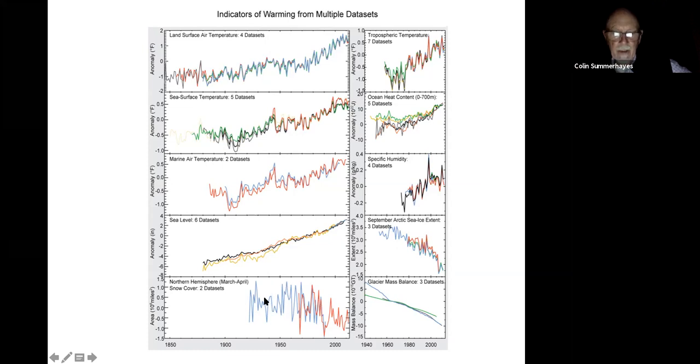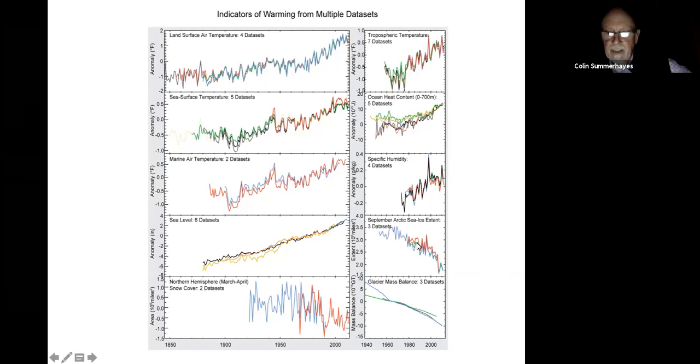The bottom diagram on the left is the snow in the Northern Hemisphere, and you put an average line through that, and you can see the snow cover has been decreasing, which is what you'd expect if the climate was warming. On the very right-hand side, you can see at the top, tropospheric temperature increasing. The second one is ocean heat content increasing, then specific humidity. Why would that increase? Well, it turns out that humidity increases by 7% for every 1 degree of global heating. You get more moisture in the air, which explains why you get floods associated with global warming.